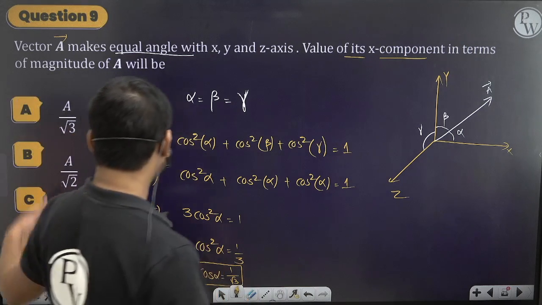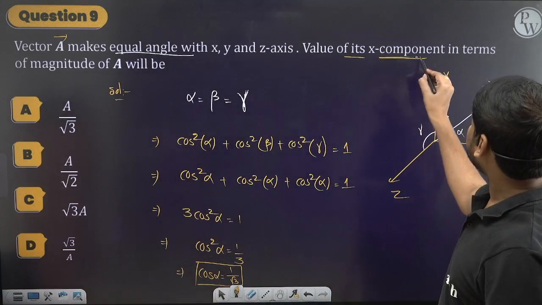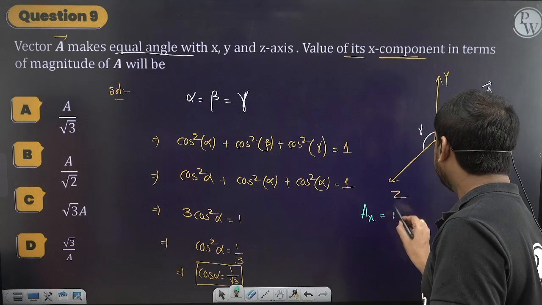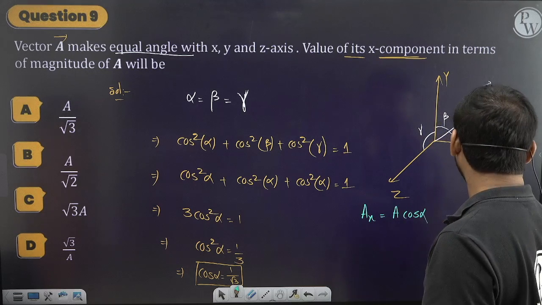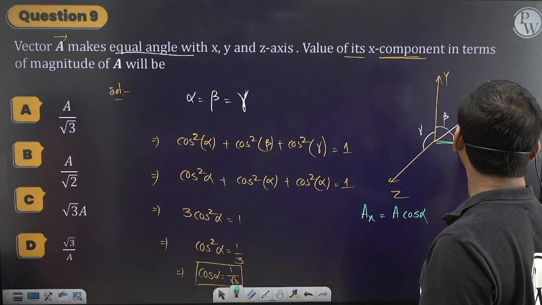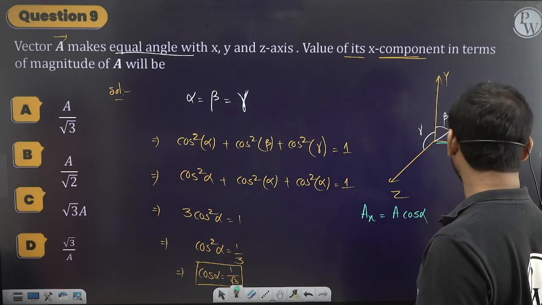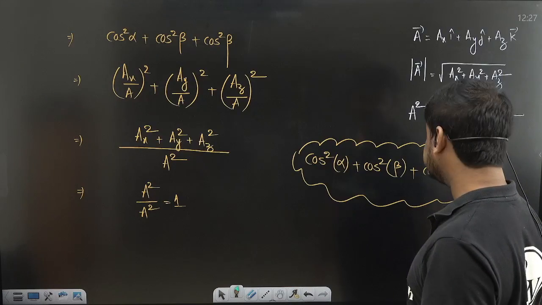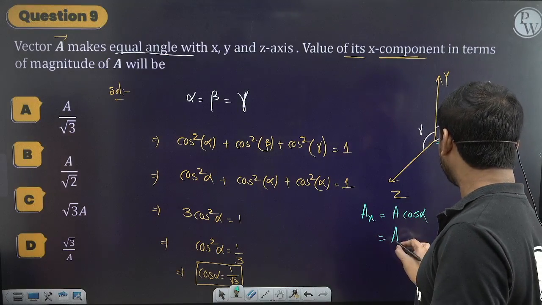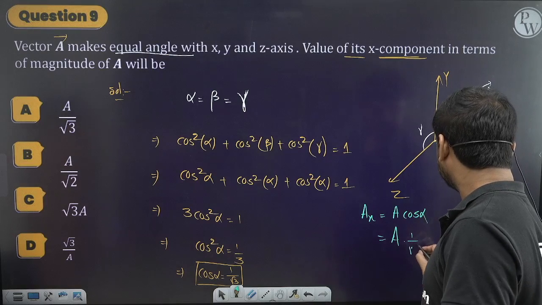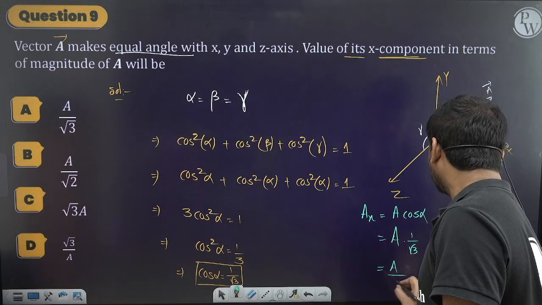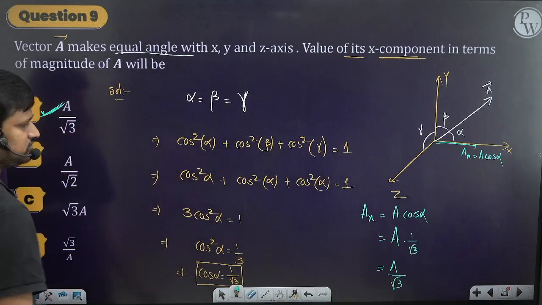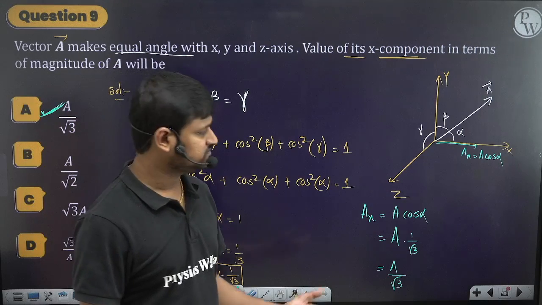But that's not the question. What they are asking is the value of its x component. What is the x component? Ax is equal to a cos alpha, right? So that's what I wrote: Ax equals a cos alpha. Then a is the magnitude of a, into cos alpha, which we found as 1 by root 3. So simply it's going to be a by root 3. Option A is the correct one. Understood? Clear? Sure.